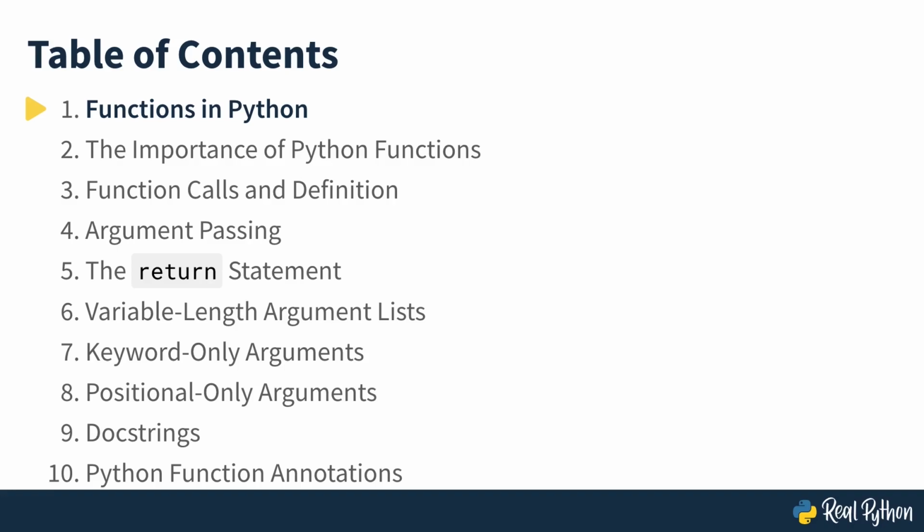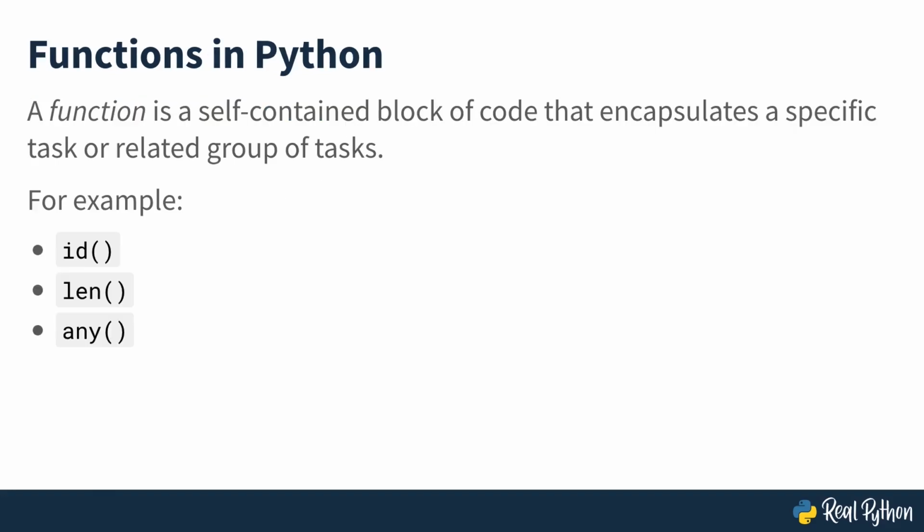So let's begin by taking a general look at functions in Python. A function is a self-contained block of code that's designed to perform a specific task or related group of tasks. Some functions that you've probably encountered already might be the ID function, the len function, the any function. Basically, any name that you've used followed by parentheses, either with something in them or not, is a reference to a function that someone else has written.